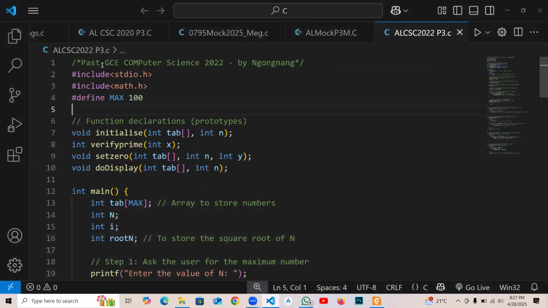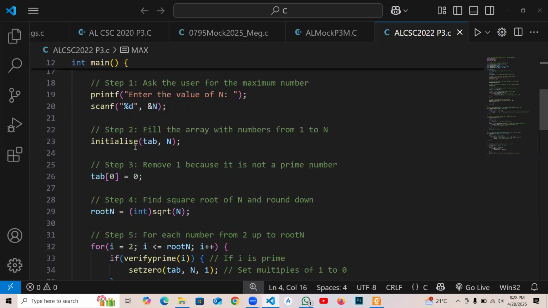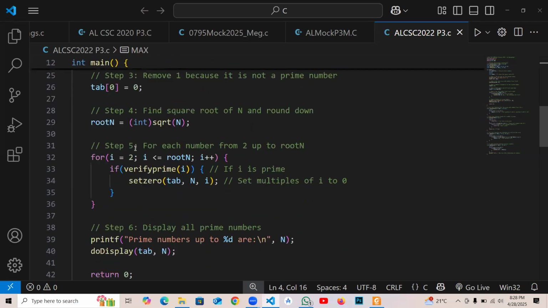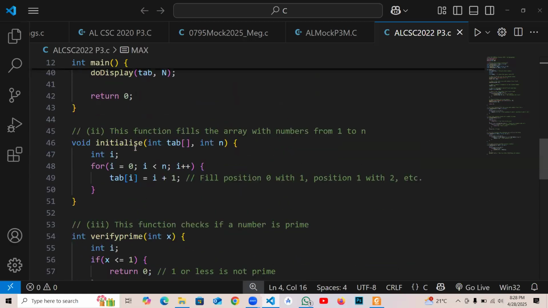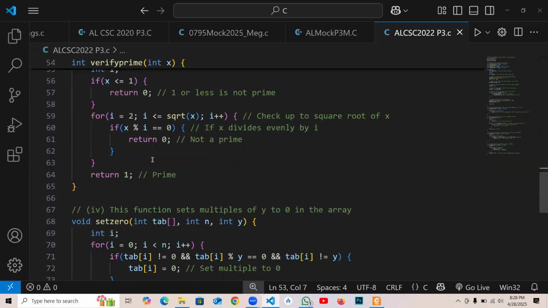This is my code, talking about June 2022. I need to include this library because I'm going to use root n, the square root. Then this is a macro to define the maximum number in a range. Here is the function declaration, or prototype. So my function prototype, my main function, you can see my code. Everything is labeled so that you should be able to know what happened at each stage.